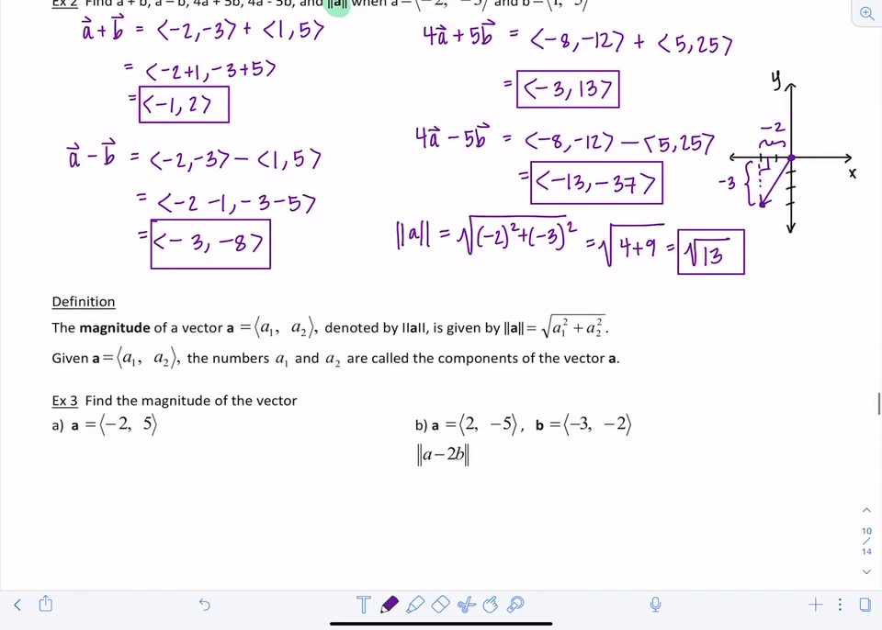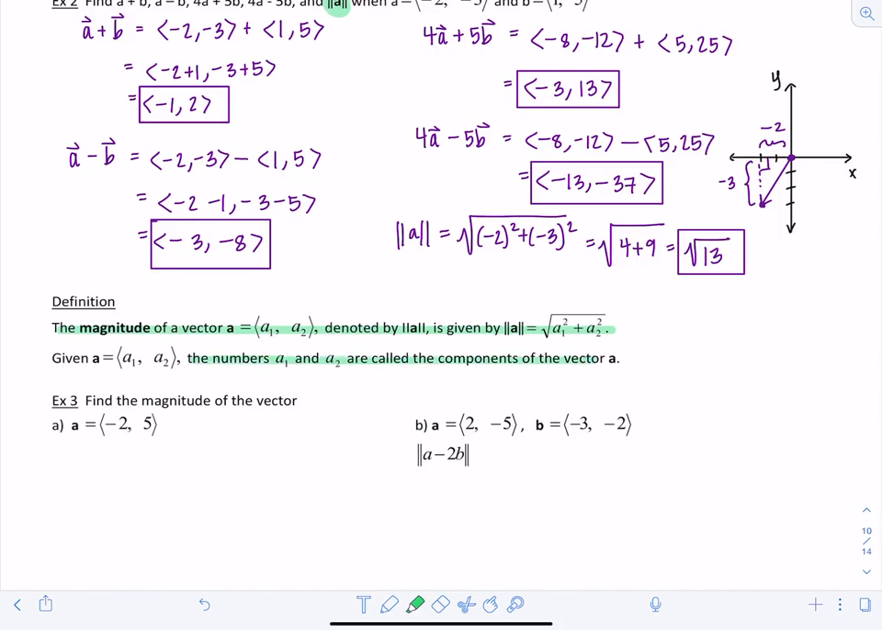Okay, so here's the definition now that we already know what it is. The magnitude of a vector A with components A1, A2, denoted by double absolute value bars around A, is given by taking the square root of A1 squared plus A2 squared. And the numbers A1 and A2 are called the components of the vector A.